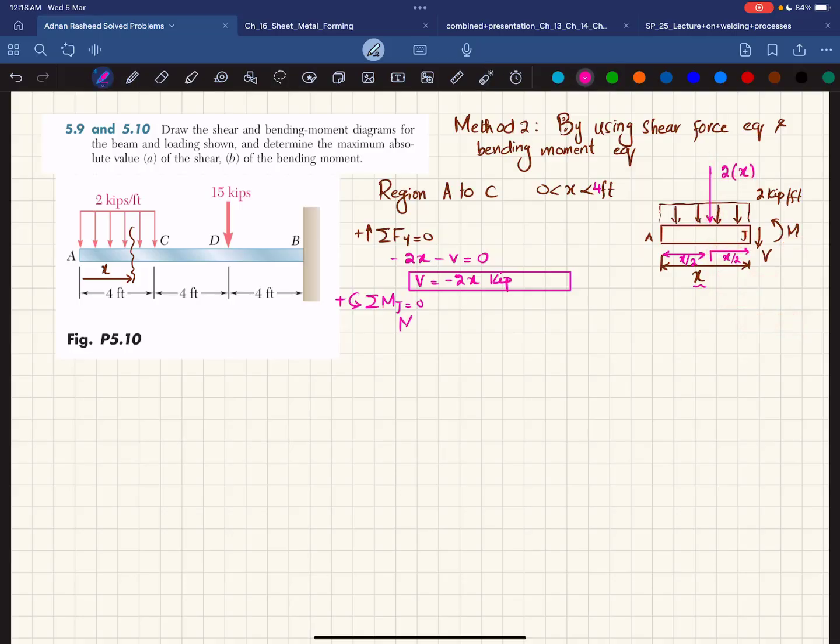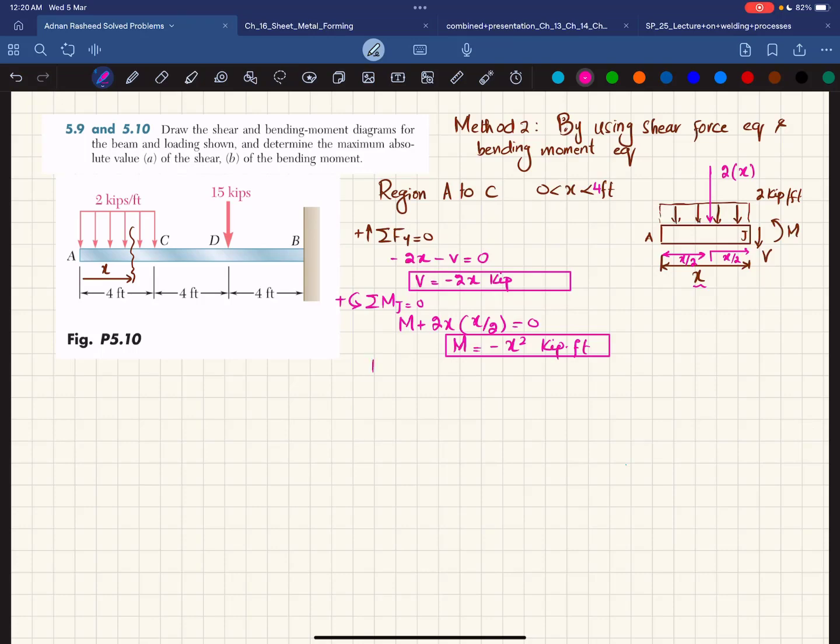So we can write plus M plus 2x into x/2 is equal to 0, and from here we will get this moment will be equal to minus x squared, and the unit will be kips into feet. Now this is the moment for the region AC.